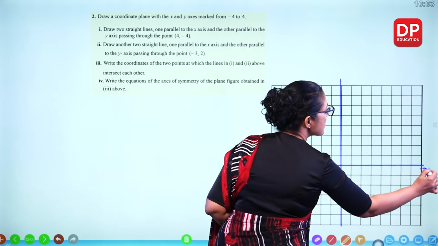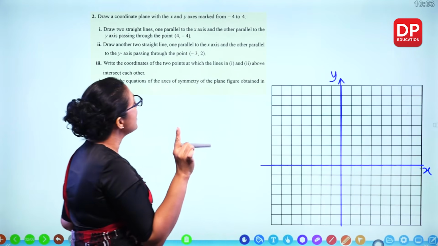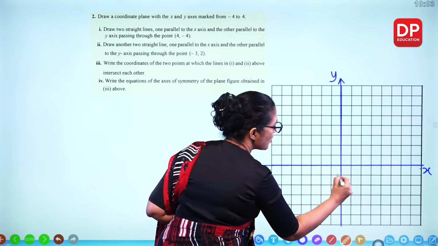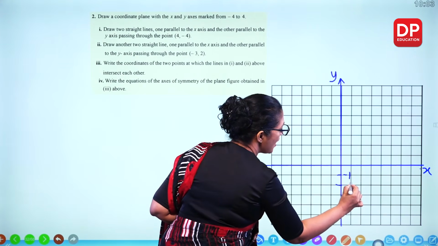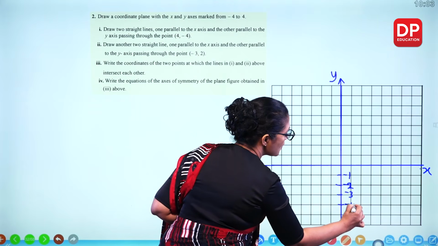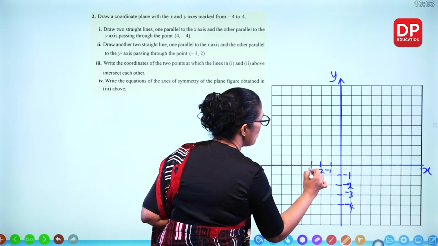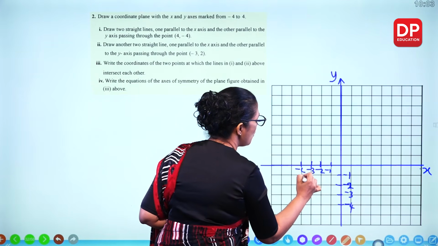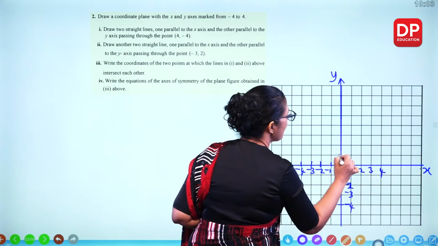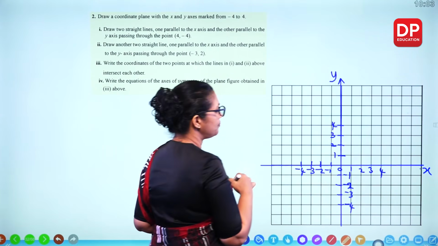So this is x, this is y. Now we need minus 4 to 4. We can't take 2 squares, so we'll take 1 square. Minus 1, minus 2, minus 3, minus 4. Minus 1 here, minus 2, minus 3, minus 4. 0 in the middle, 1, 2, 3, 4. And 1, 2, 3, 4.